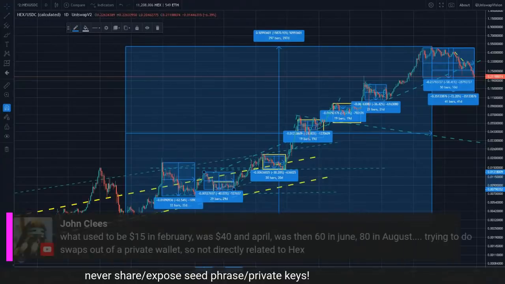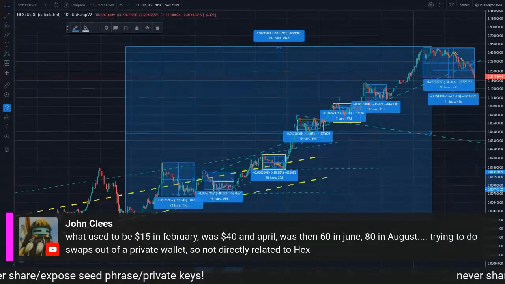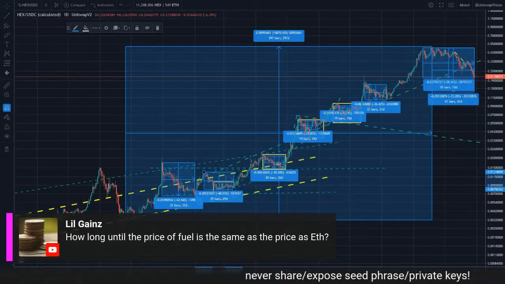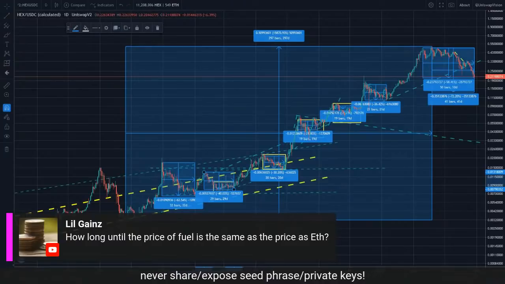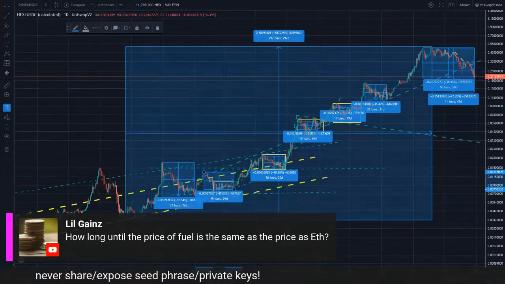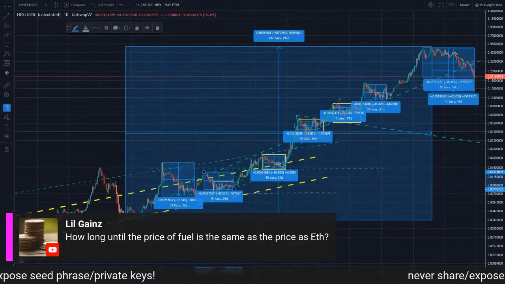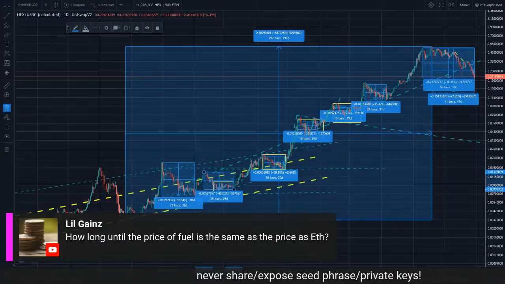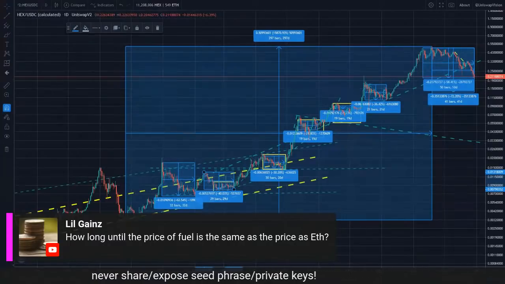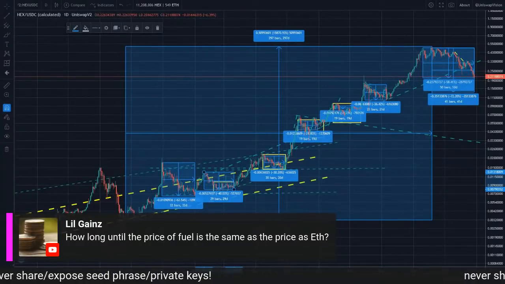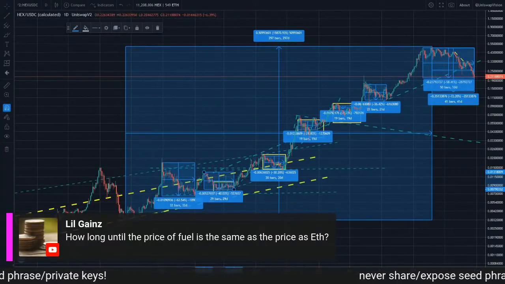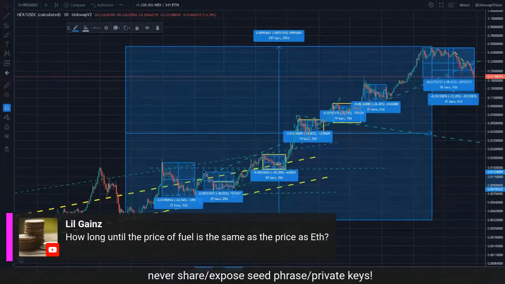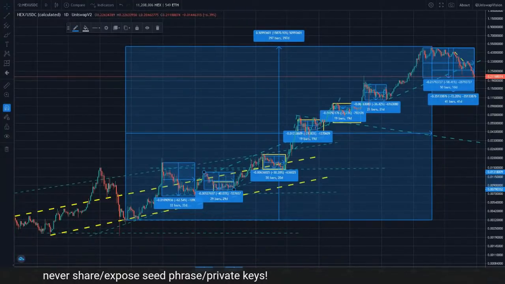How long until the price of fuel is the same as the price? Guessing you mean on PulseChain? I think it'll be a long time before we get there, to be honest with you, because the unit bias doesn't allow it to really jump up there. You have to realize the cost of a transaction on the Ethereum chain has been divided by 10,000. So it has to traverse 10,000 levels before it could be equivalent and even more expensive. So something to think about.